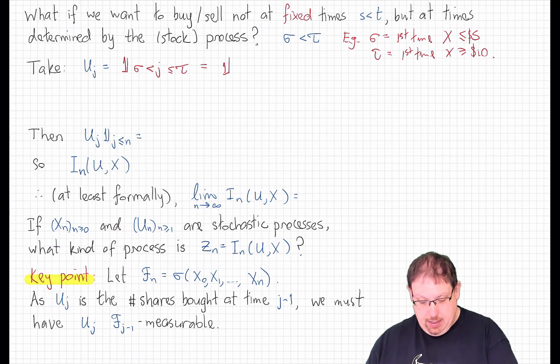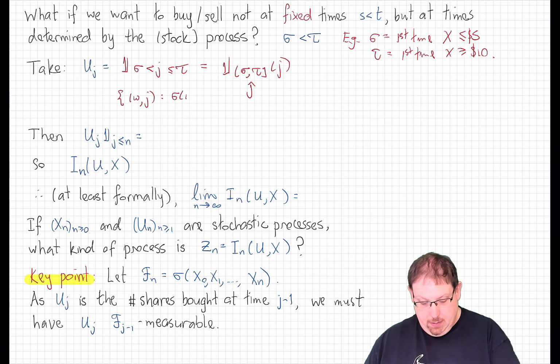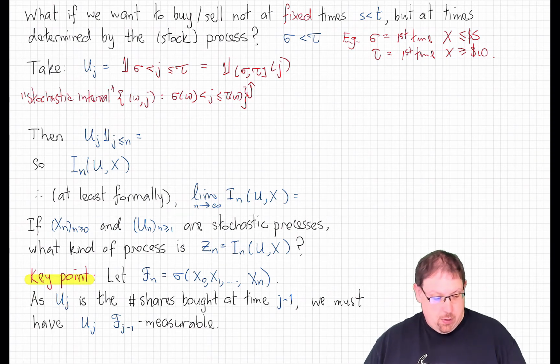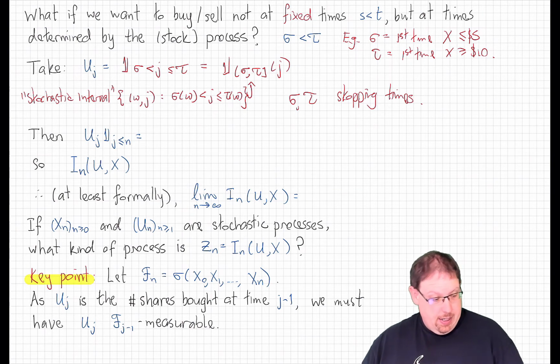Alternatively, we can write this as the indicator of the stochastic interval from sigma up to tau at j. And to be very precise here and highlight the randomness, what we mean is the indicator of the event of all those omega, and we'll append a j in here, such that sigma of omega is less than j is less than or equal to tau of omega. That is a stochastic interval. Not to be confused with stochastic integral, although the two are closely linked. We usually only call it a stochastic interval if the sigma and the tau are stopping times, because we have lots of tools for dealing with them in that case.